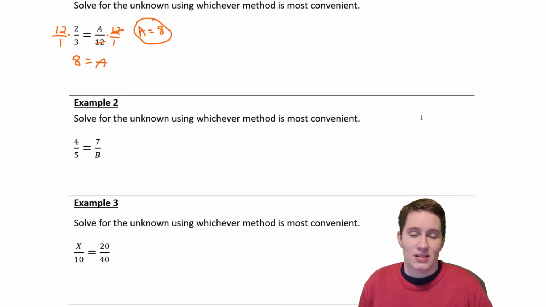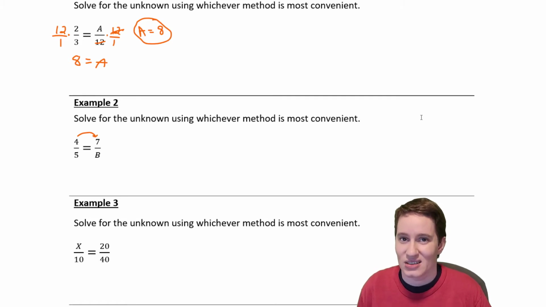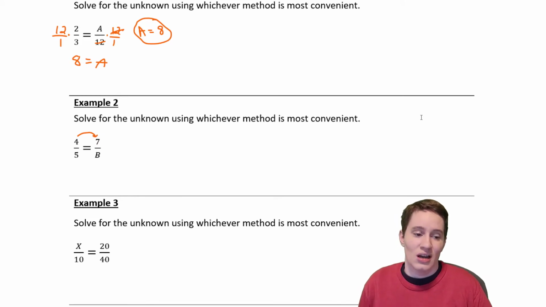So here, b is on the bottom, that's okay. We can look and say, is there a thing I can do to get from 4 to 7? 4 times what is 7? Addition is not something we can use here. It has to be multiplication. So I don't know what I would multiply 4 by to get 7, and I'm pretty sure it would have to be a decimal or a fraction.